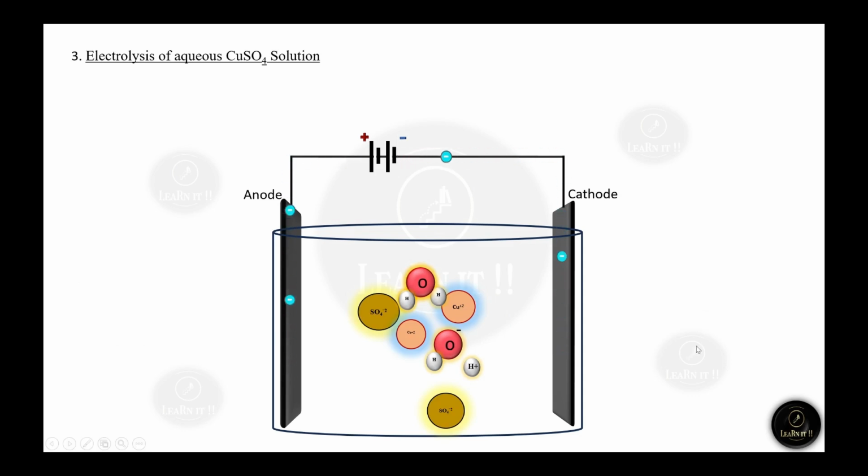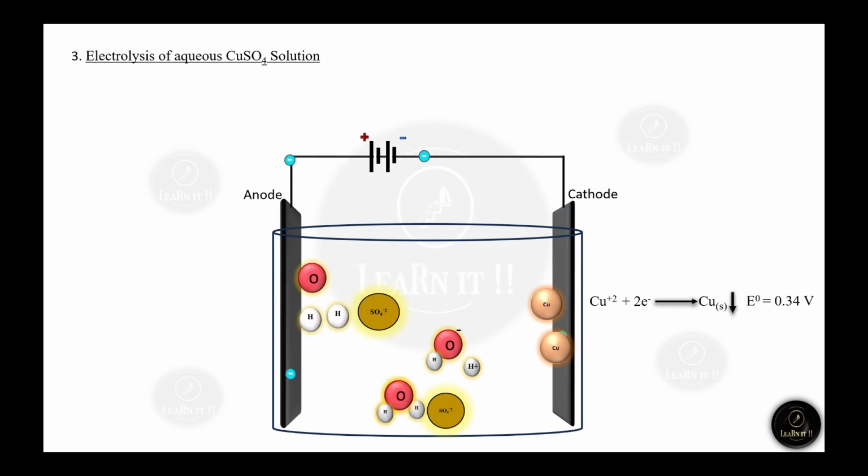Third comes the electrolysis of aqueous copper sulfate solution. Here at the cathode, Cu2+ ions convert into copper because the reduction potential value for Cu2+ ion is 0.34. Therefore copper gets deposited at the cathode. At the anode there are 2 ions. First one is OH-, second one is SO4 2-. Here sulfate ions being bigger, they do not get oxidized at the anode.